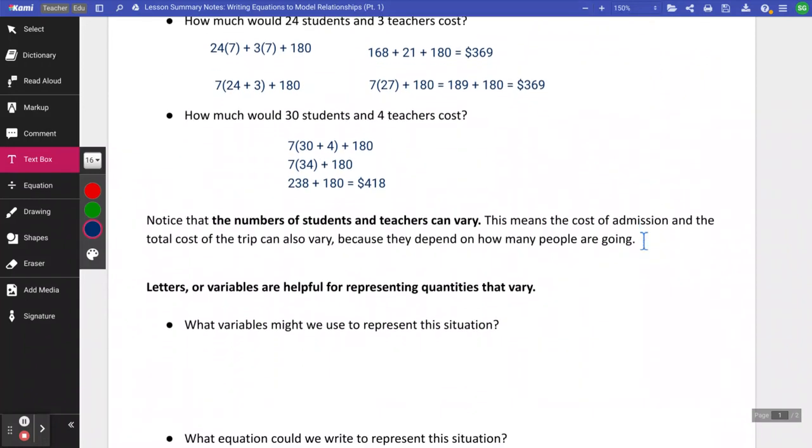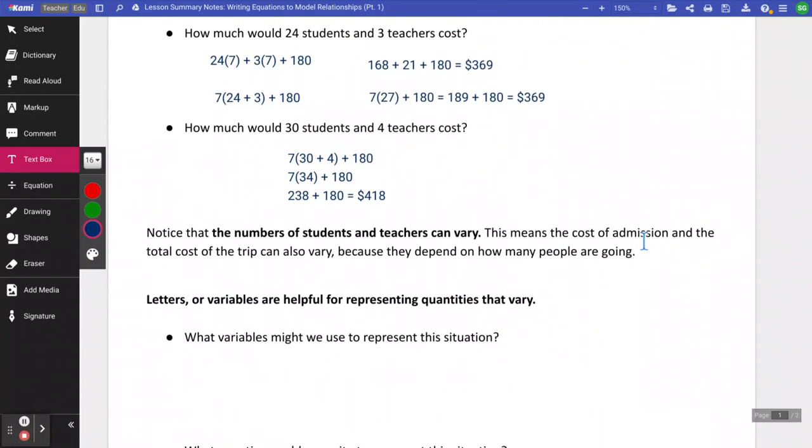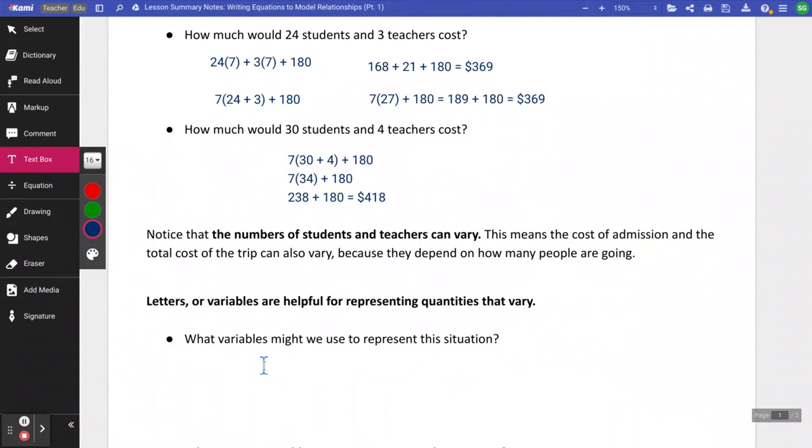So 2 questions I want us to think through next. We'll start with this first one here: based on this situation, what variables might we use to help us represent the situation? In a moment, we're going to come up with an equation. My equation is going to have some variables in it. What might those variables be? Pause the video and try that now.